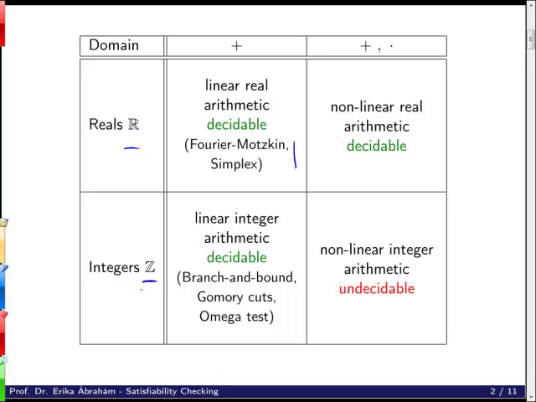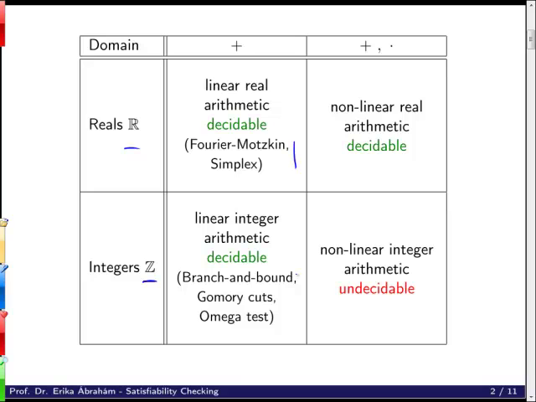And then we also had some procedures for the integers. That means if you have linear constraints over terms where the variables are integer valued, then we had the branch and bound method based on the simplex algorithm. Then we had a kind of more intelligent cut, the Gomory cut. And we looked at the omega test, whereas the first two are not complete, the omega test was complete. So the left half is what we already did. And now we come to the right half.